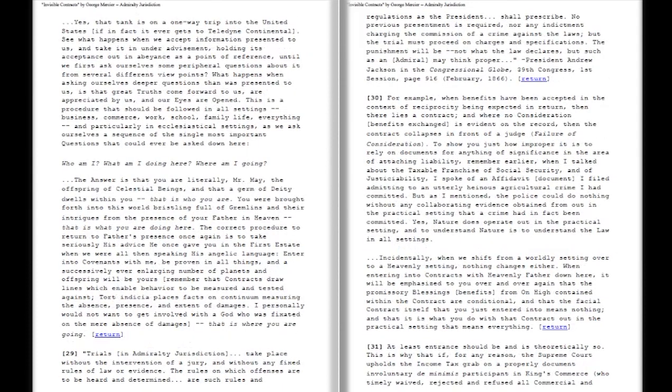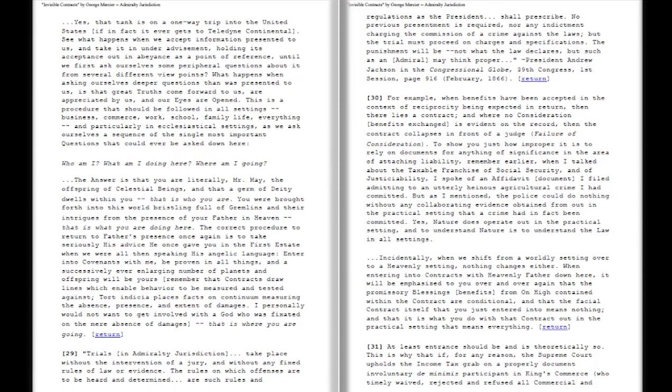Yes, that tank is on a one-way trip into the United States if in fact it ever gets to Teledyne Continental. See what happens when we accept information presented to us, and take it in under advisement, holding its acceptance in abeyance as a point of reference, until we first ask ourselves some peripheral questions about it, from several different viewpoints. What happens when asking ourselves deeper questions than was presented to us, is that great truths come forward to us, are appreciated by us, and our eyes are opened.